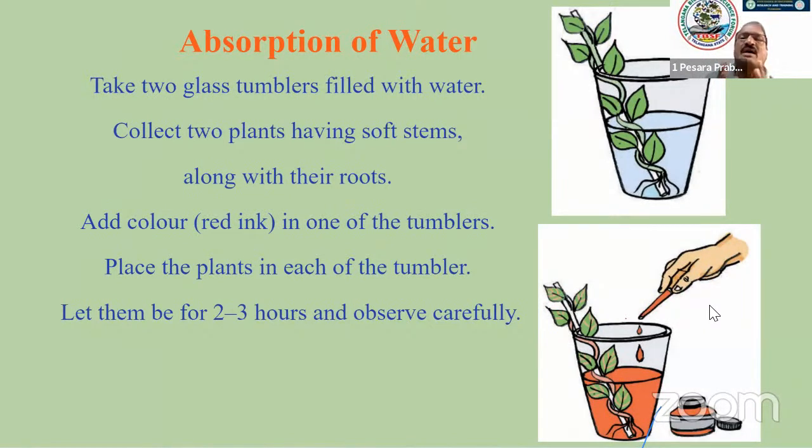For this, I think all of you did this experiment in your school laboratory. Even though, see here briefly about this experiment, just to brush up your knowledge, just to remember your school lab days. Take 2 glass tumblers filled with water. Collect 2 plants having soft stems along with their roots. Here roots are there. Add color or red ink in one of the tumblers. Place the plants in each of the tumblers. Let them be for 2 to 3 hours and observe carefully.